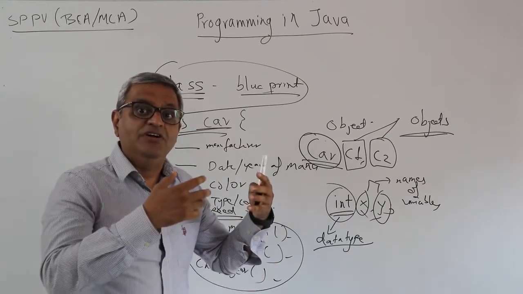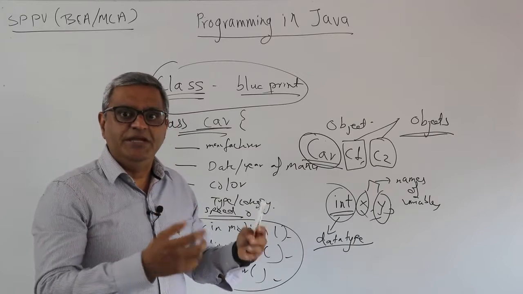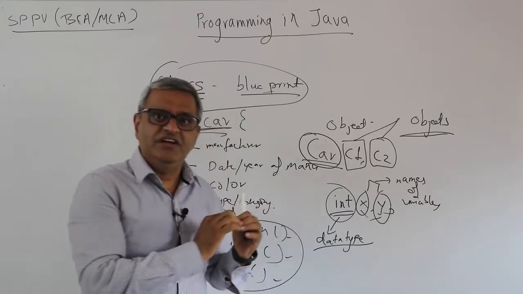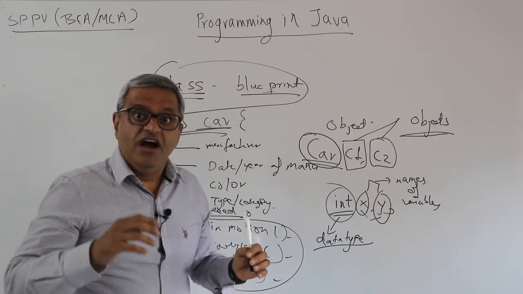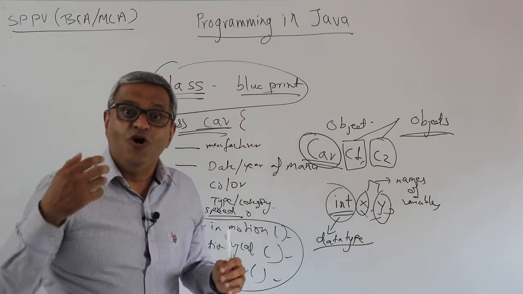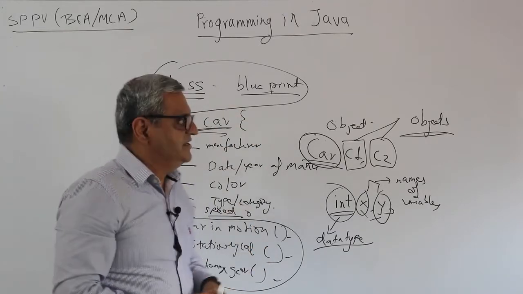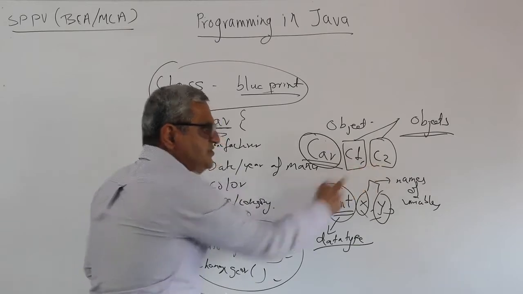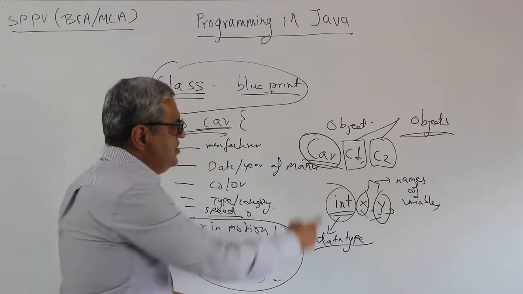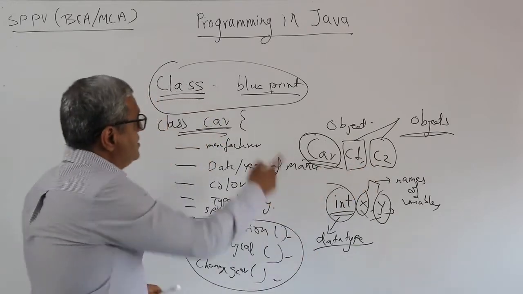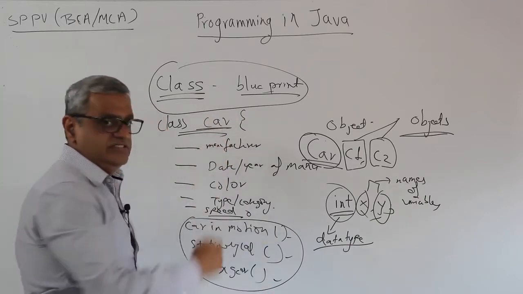I can build a blueprint of that data type by defining it as a class, and then I can declare the objects of that data type. C1 and C2 are two objects of type car, and my car is nothing but a class.